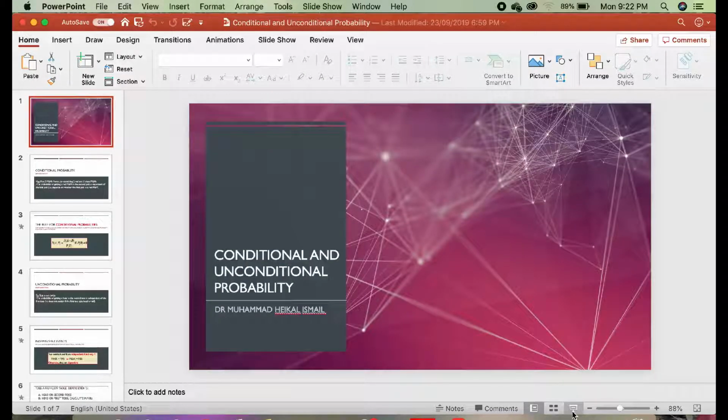Conditional and unconditional probability are directly related to independent and dependent events. That is, they apply to the intersection, and to how we calculate intersections.